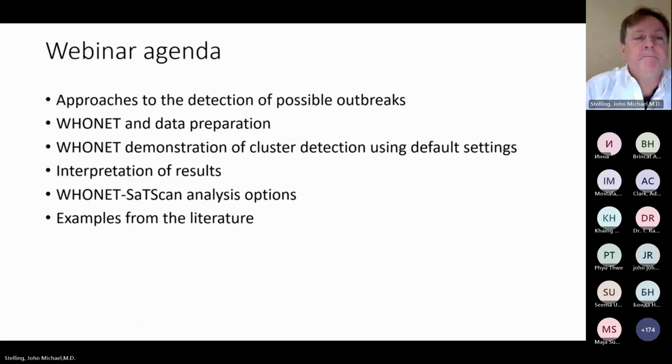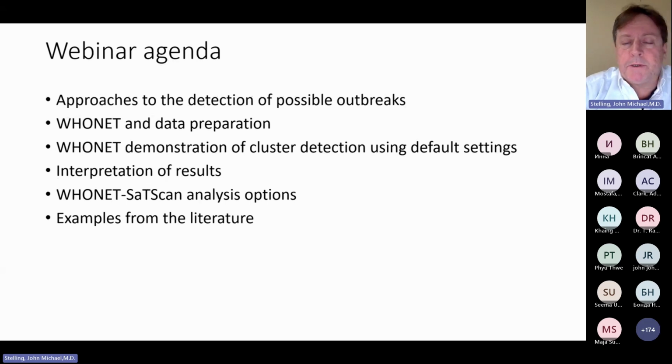Next slide. So today we will talk about possible approaches to the detection of hospital outbreaks. We will start with WHONET and data preparation, followed by a WHONET demonstration of cluster detection using the default settings. We will accompany this by an interpretation of results. Then we will look at the analysis options that we offer within the WHONET-SaTScan integrated package. And finally, I will show a few examples from the literature. This is part of today for part 1.